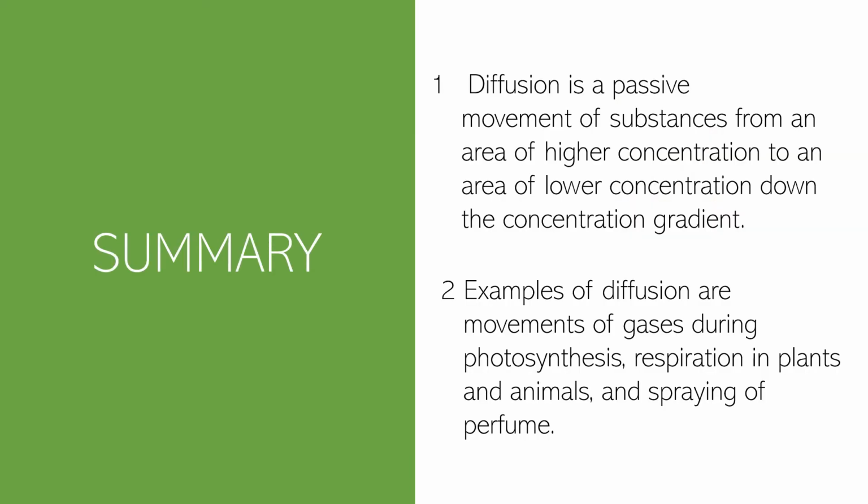For our takeaway, diffusion is a passive movement of substances from an area of higher concentration to an area of lower concentration down the concentration gradient. We also gave examples of diffusion like movement of gases during photosynthesis, respiration in plants and animals, and spraying of perfume.